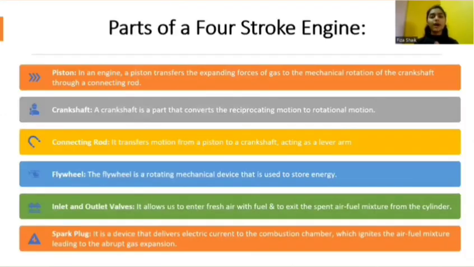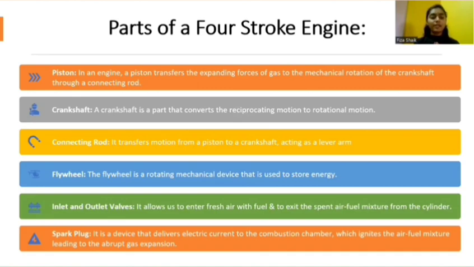So, coming to the parts of a four-stroke engine. The first part is the piston. In an engine, a piston transfers the expanding forces of gas to the mechanical rotation of the crankshaft through a connecting rod. And there is the crankshaft, which is a part that converts the reciprocating motion to rotational motion. And there is the connecting rod. It transfers motion from the piston to the crankshaft, acting as a lever arm.